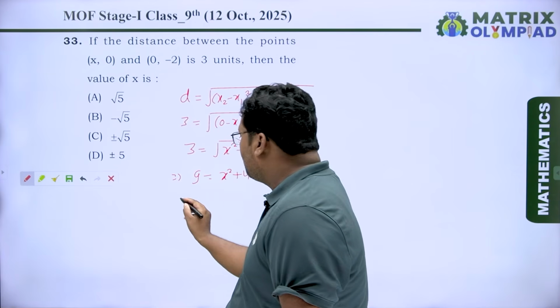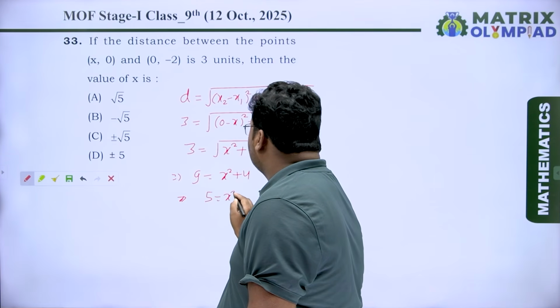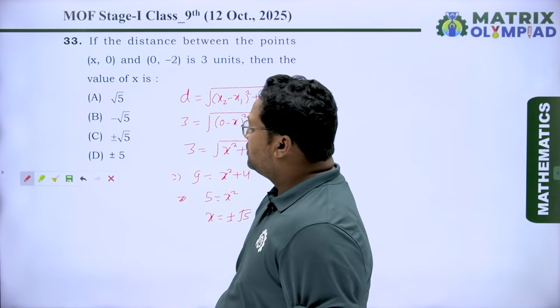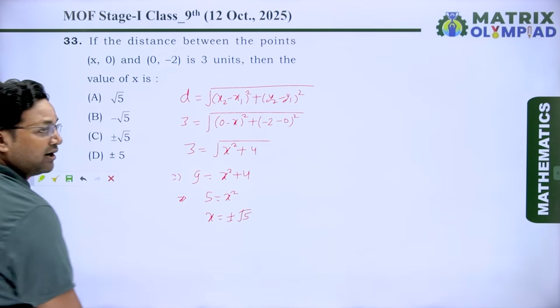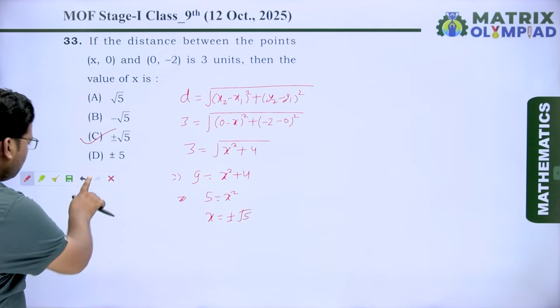Now we have to solve this equation. So we will get 9 minus 4 is 5. 5 equal to x square. So the value of x equal to plus minus under root 5, which is in option C. So option C will be the right answer. Now coming to the next question.